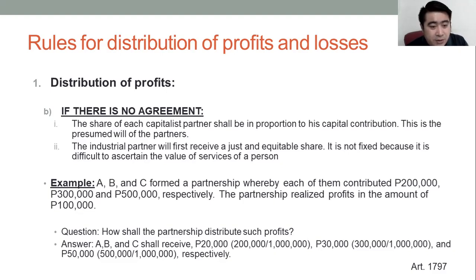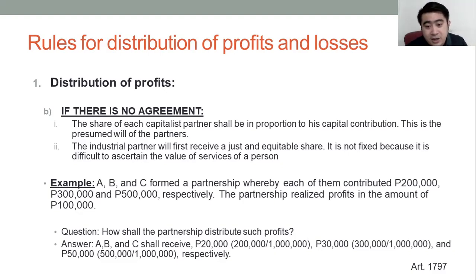For example, class, A, B, and C formed a partnership whereby each of them contributed 200,000 pesos, 300,000 pesos, and 500,000 pesos respectively. Magkano total yan? Hindi 1 million pesos. That's important to consider kasi mukhang walang agreement ng profit sharing eh. So pag ganyan, pag walang agreement, titingnan mo agad yung capital contribution ng mga partners.